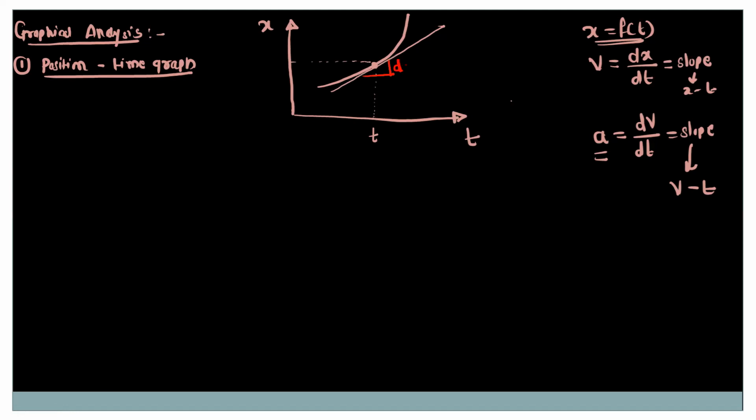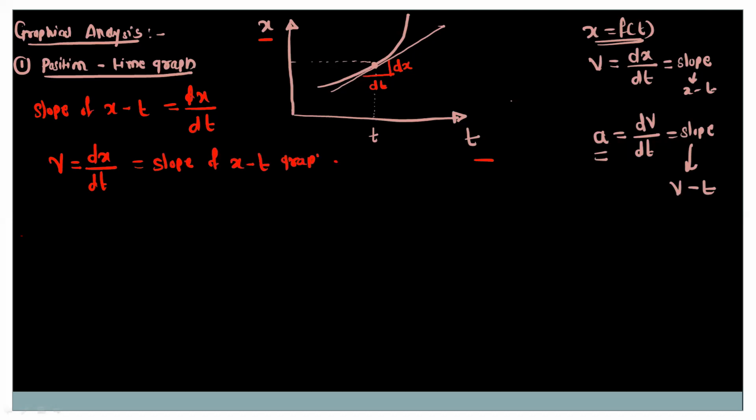So this is the dx, and this is the dt. So the slope of the xt graph is nothing but dx by dt, and this dx by dt is nothing but the velocity. So this is how you can find out the velocity of the particle if the position and time graph is given. So velocity is equal to dx by dt, and that is nothing but the slope of the position time graph. Now suppose the velocity time graph is given.